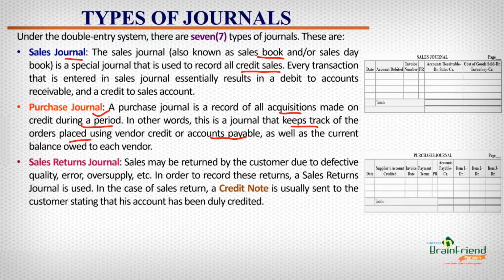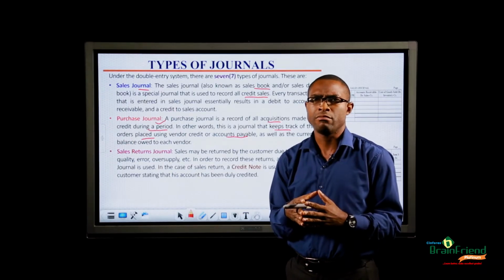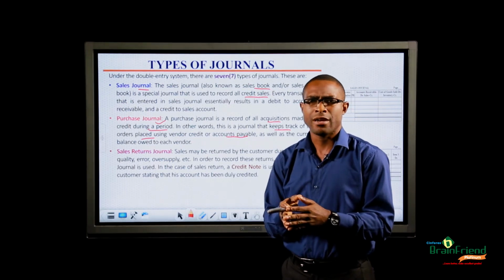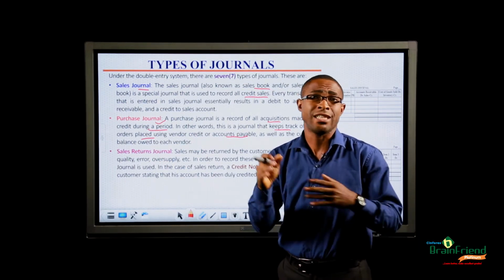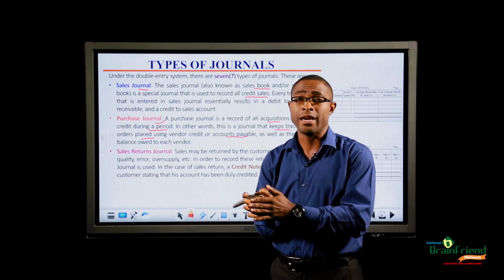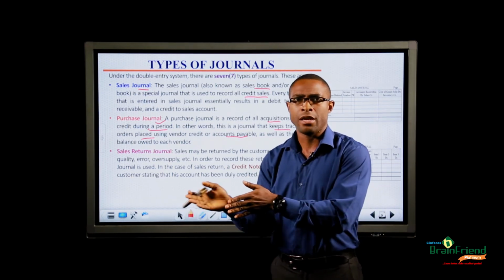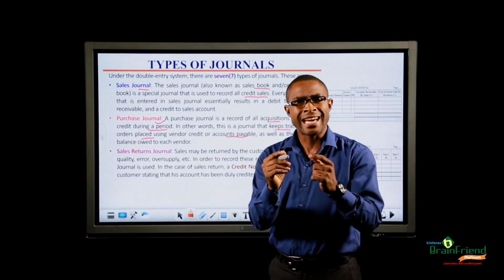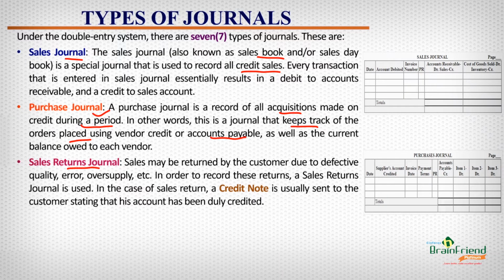Now we also have sales returns journal. Now, sales may be returned by a customer. I bought something maybe in excess and I found out that I do not need them as much as I thought. So I could go back to the storekeeper and say, please, I need to return and probably get a refund. So when that happens, we record such in the sales returns journal. Now, in the case of sales return, a credit note is usually sent to the customer stating that his account has been duly credited. So now what happens?